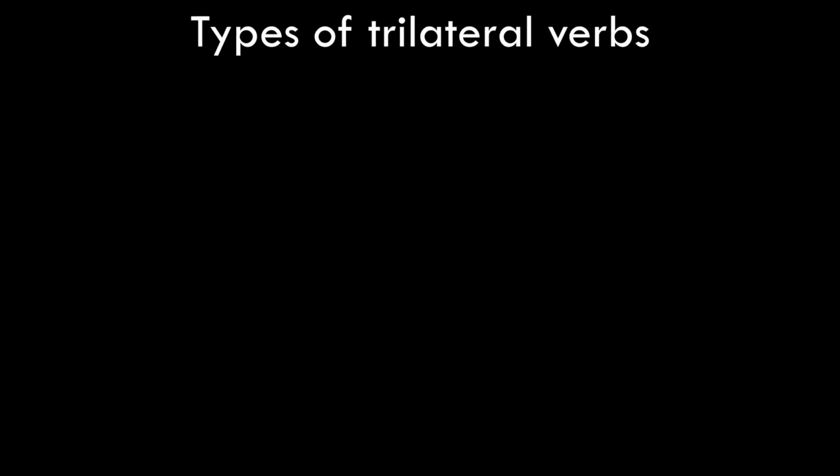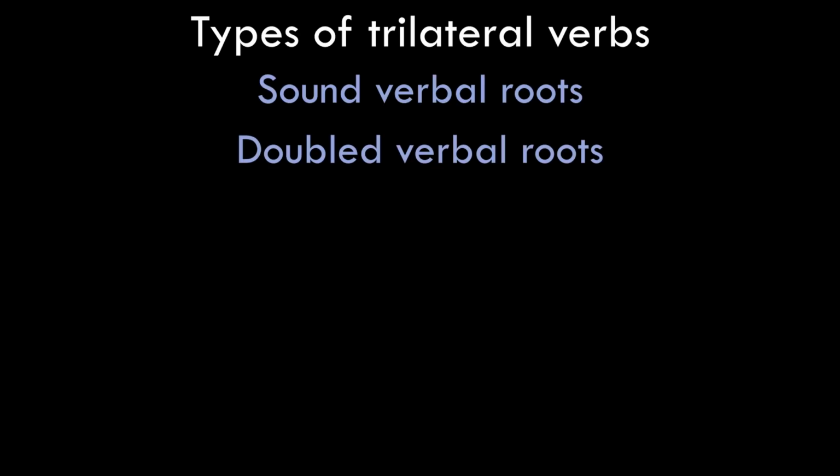In the last episode, I talked about 6 types of trilateral verbs. I mean verbs that consist of 3 letters. The one that all its root letters are consonants and different from each other, sound verbal roots. The one that its second and third root letters are the same, so we merge them and put shadda above the character, double verbal roots.